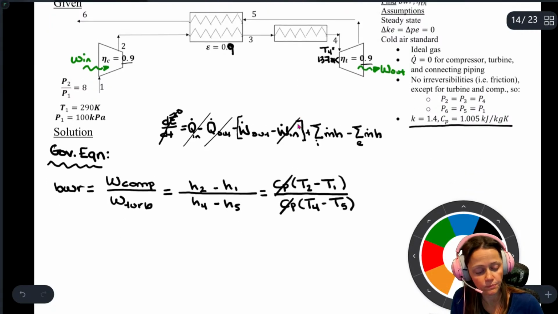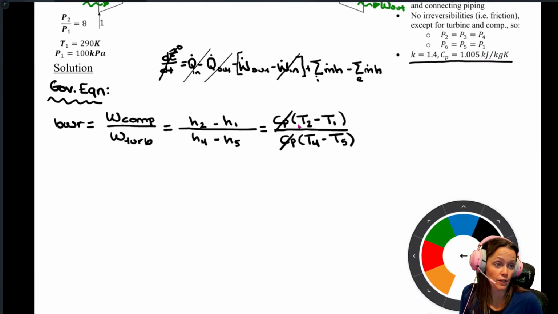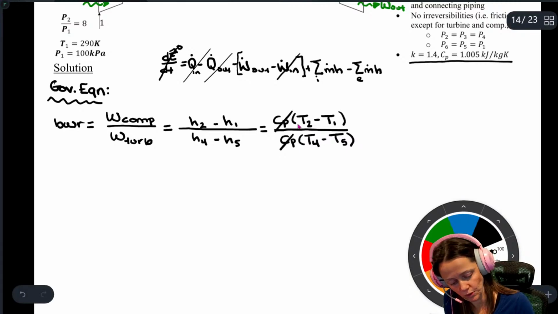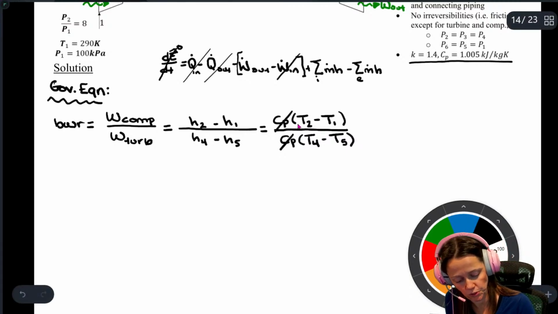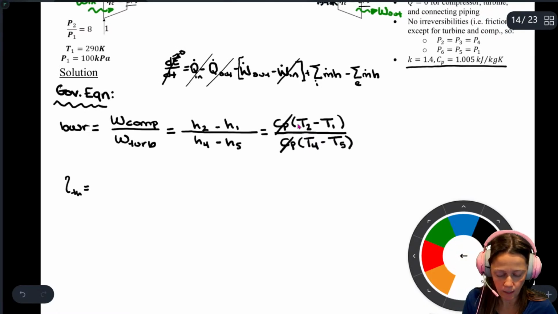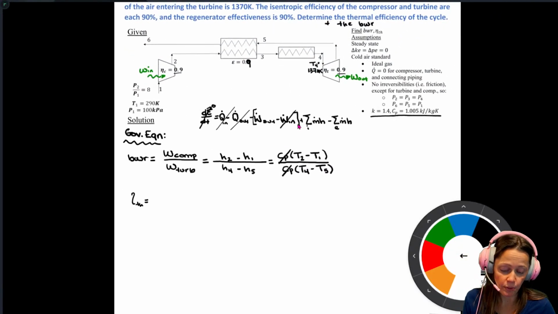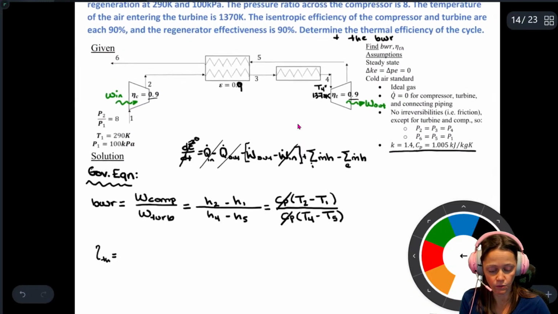All right. So the way that I grade, if you get the governing equation, that's worth a good amount of points, and then I go through and give you points for the individual properties, the individual temperatures. All right, so back work ratio, and then I also need the thermal efficiency. I could put it in terms of the work net out and the Q in, or I could put it in terms of Q out over Q in.